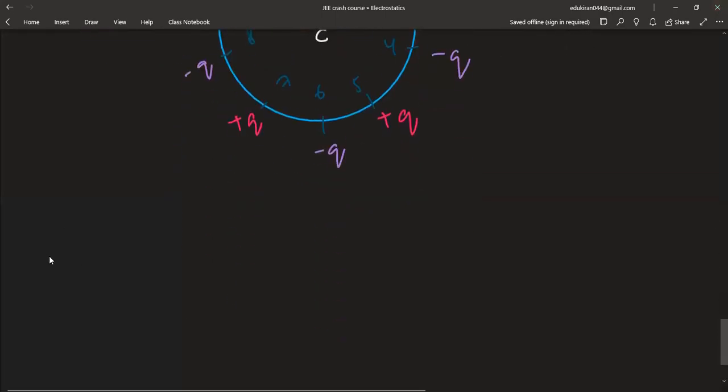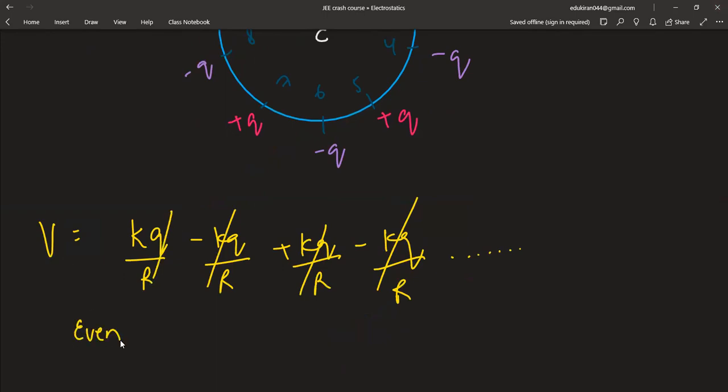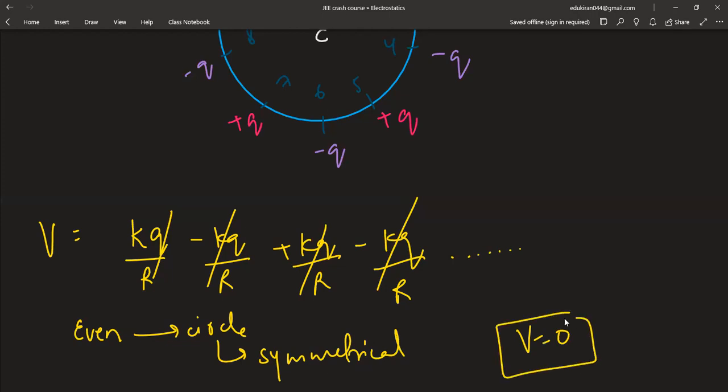See, firstly, when you are calculating the potential at the center, due to 1 it will be kq by r. Second, it will be minus kq by r. Then third will be plus kq by r. Fourth will be minus kq by r, and so on. So if even numbers of charges are given, and they are placed on the circle, see, circle is what type of figure? Circle is a symmetrical figure. So if it's a symmetrical figure and even numbers are present, all of these will be cancelled. So you get a complete zero potential.